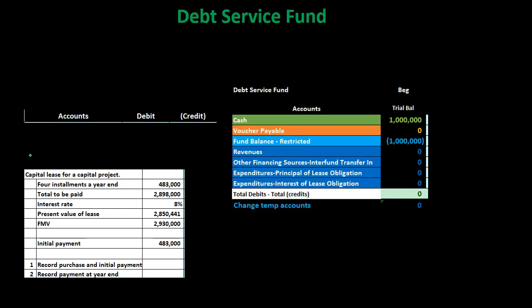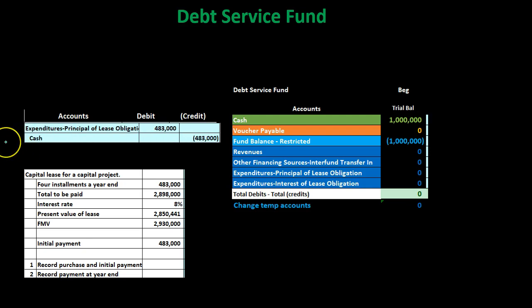So let's take a look at what we will have. In the debt service fund, we're going to record, in essence, the payment made. We have the expenditure principal of the lease obligation. So you'll note what we're not doing. We're not putting it on the books as a liability and then recording the decrease in the liability. In essence, with the payments, we're recording the expenditure for the principal of the lease obligation as we paid it here, and then we're going to credit the cash in the debt service fund.